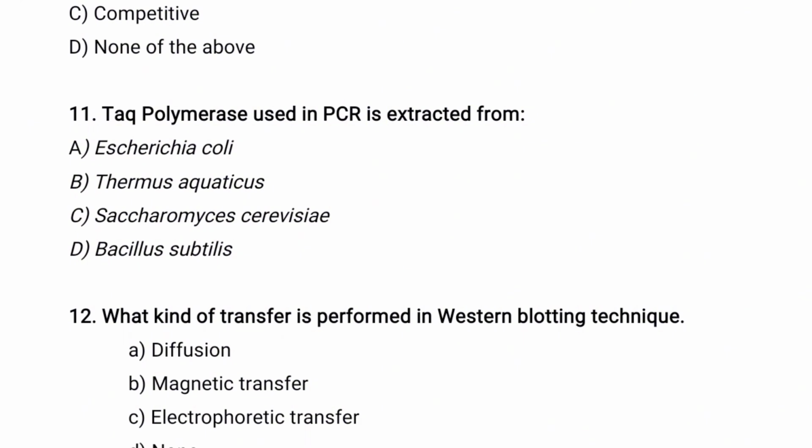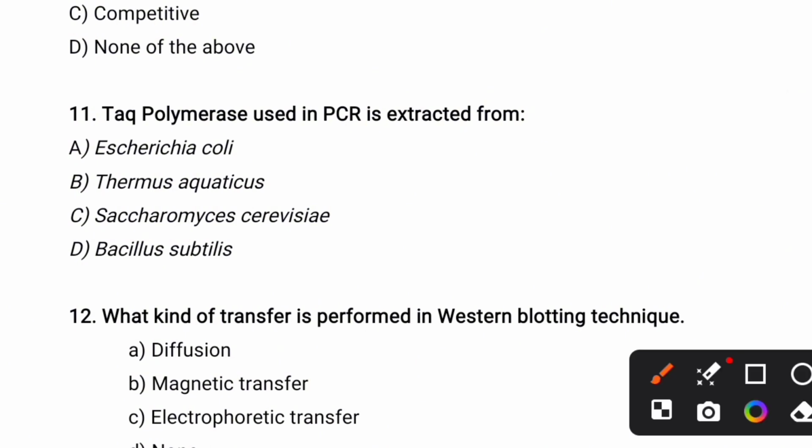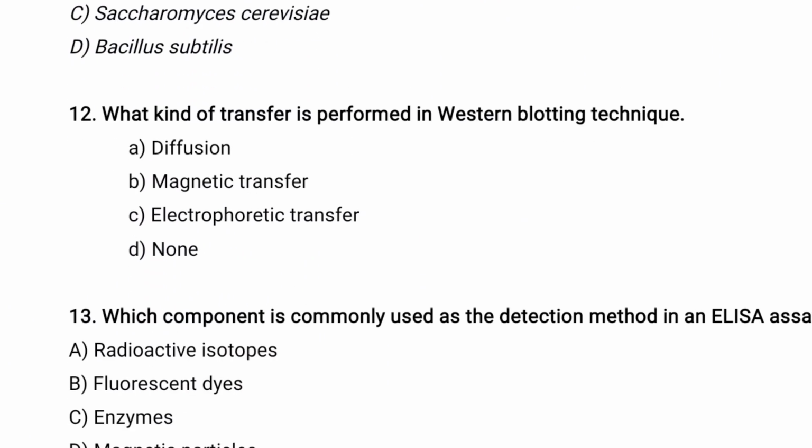Taq polymerase used in PCR is extracted from. Options are Escherichia coli, Thermus aquaticus, Saccharomyces cerevisiae, Bacillus subtilis. As I told you earlier, it is obtained from Thermus aquaticus. Let's see the next question.